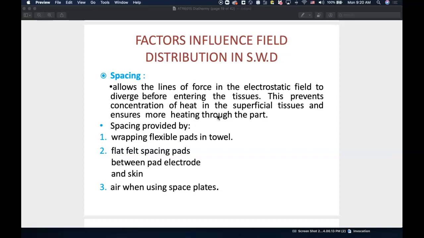It's one of the differentials for shortwave diathermy and ultrasound. So we want to make sure if we're using the capacitive method that we have some spacing between the actual diathermy and the patient so we can get that divergence. Now, there are many ways to get spacing in a treatment. One way to do that is to wrap the flexible pads in a towel.